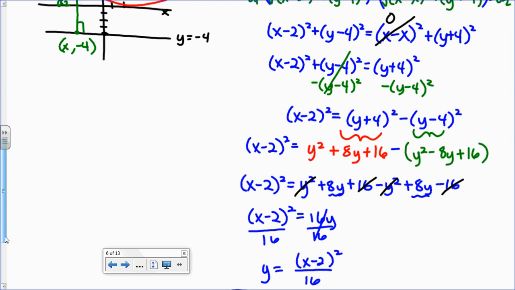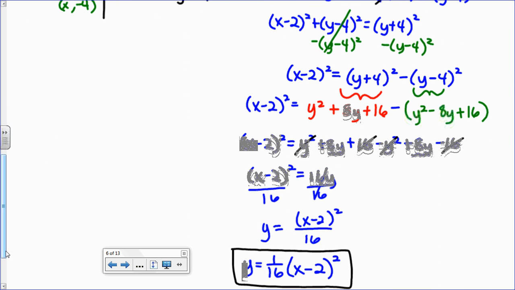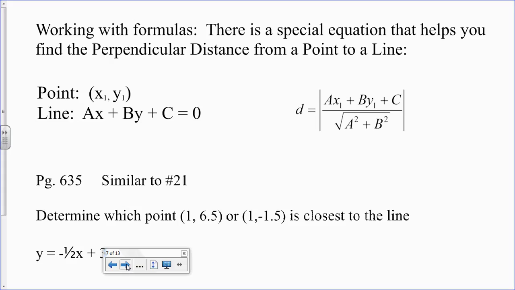Any questions about this? We are going to practice more of these. Not right this minute, but we are going to practice some more, so it should get a little bit easier. What we're going to look at now is just perpendicular distance from a point to a line.